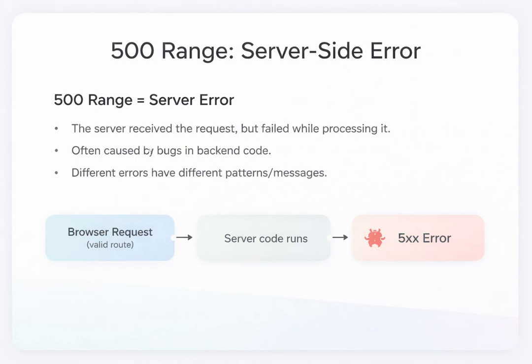Now, the tutor labels the other category clearly: server errors. In the 500 range, the request can be correct and the route can exist, but the backend code throws an exception or fails during processing. The tutor also notes that different server errors can look different. Each has its own pattern and message, so reading the error details matters.